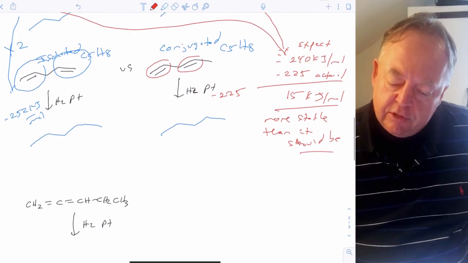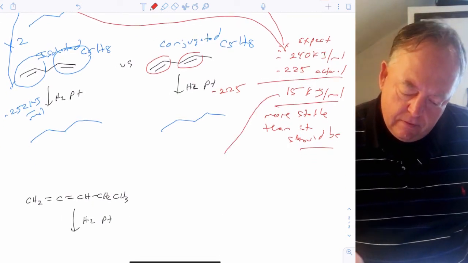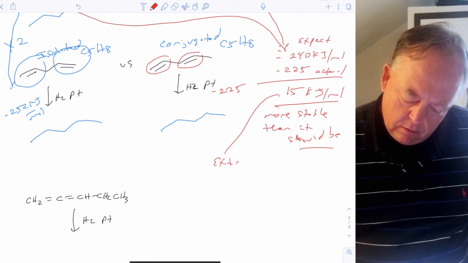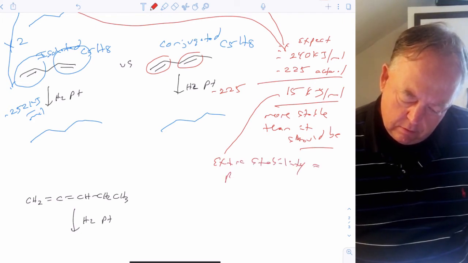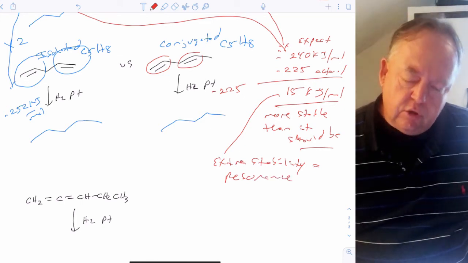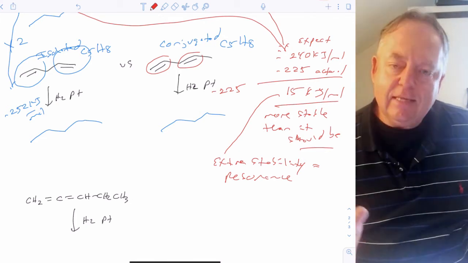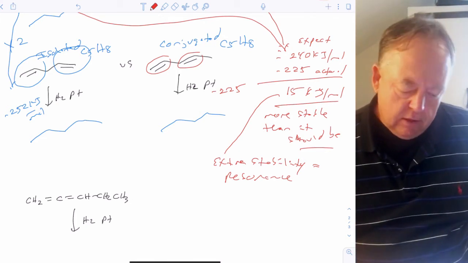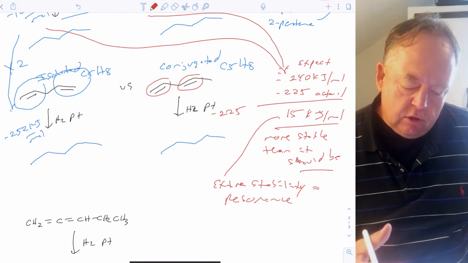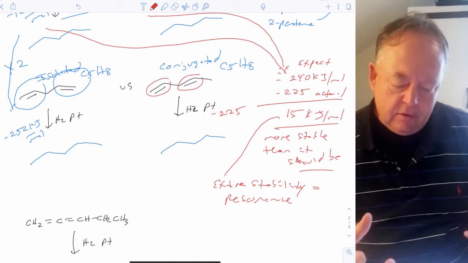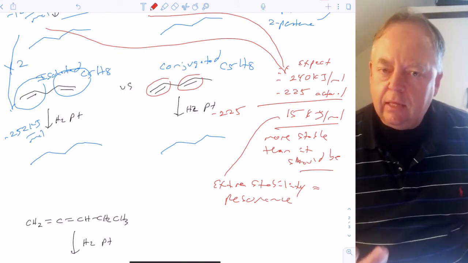So where does that extra stability come from? It comes from the fact that these two double bonds are conjugated, so you have resonance delocalization of the electrons, and that stabilizes the double bonds. Whereas if they're isolated, the two double bonds are not in resonance with each other, and so those double bonds are less stable.